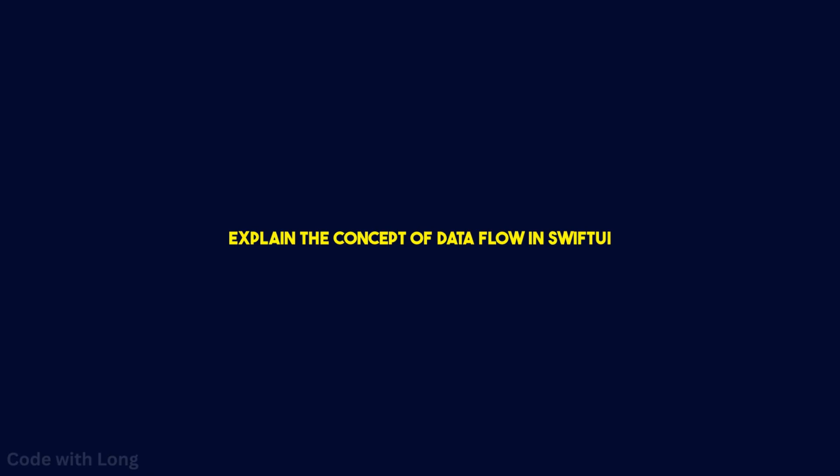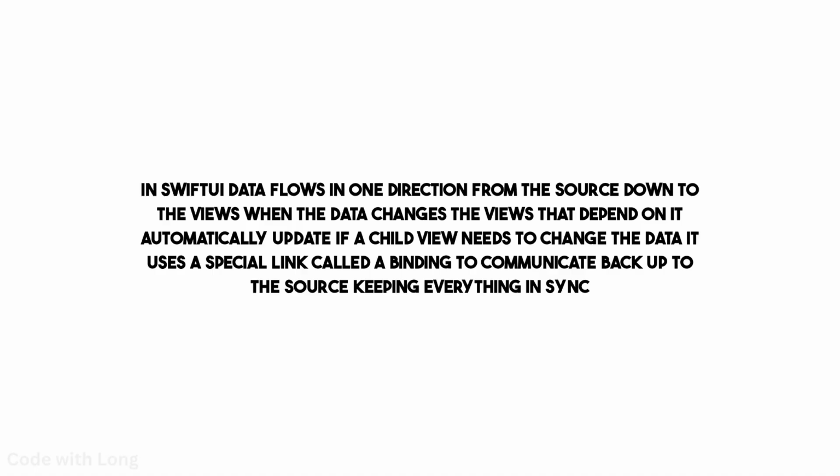Explain the concept of data flow in SwiftUI. In SwiftUI, data flows in one direction, from the source down to the views. When the data changes, the views that depend on it automatically update. If a child view needs to change the data, it uses a special link called a binding to communicate back up to the source, keeping everything in sync.